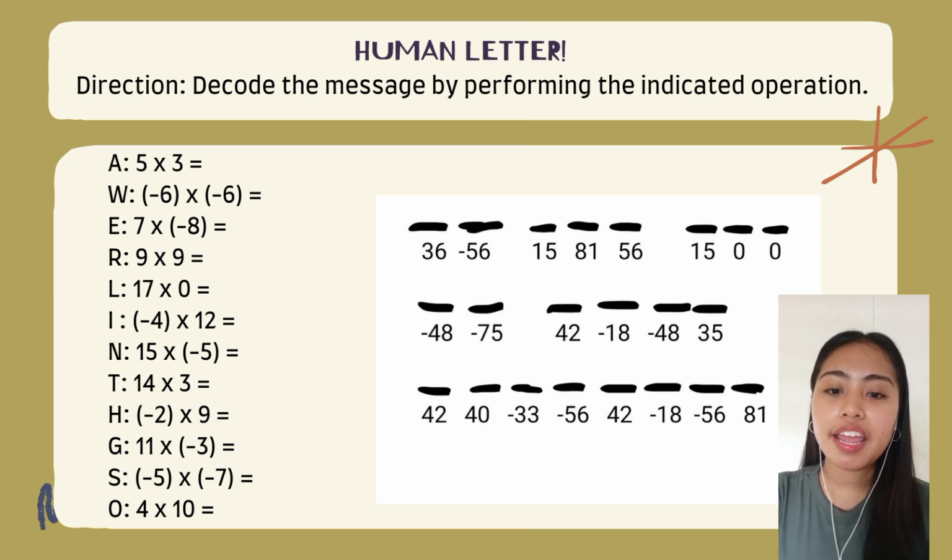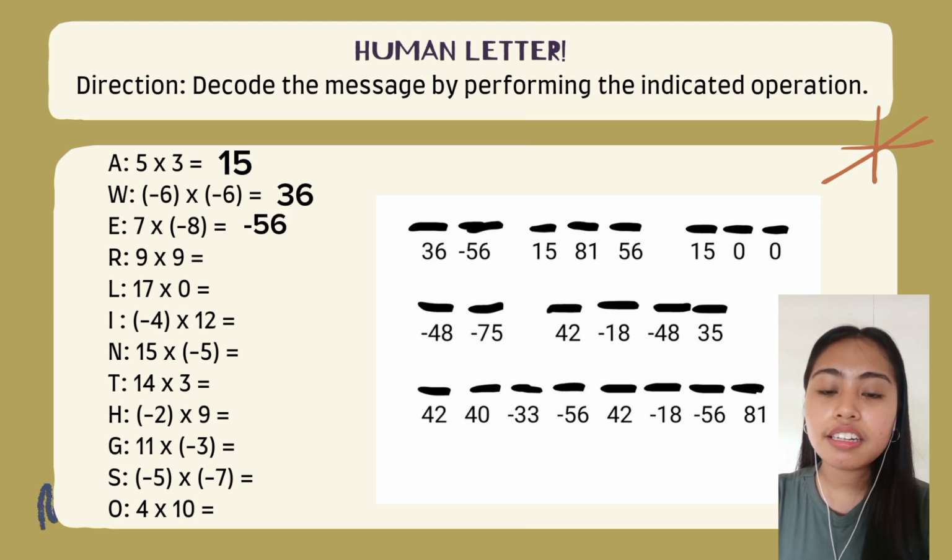Okay, for our A, 5 times 3 is equal to positive 15. For W, negative 6 times negative 6 is equal to positive 36. For E, 7 times negative 8 is equal to negative 56. For R, 9 times 9 is equal to positive 81. For L, 17 times 0 is equal to 0.